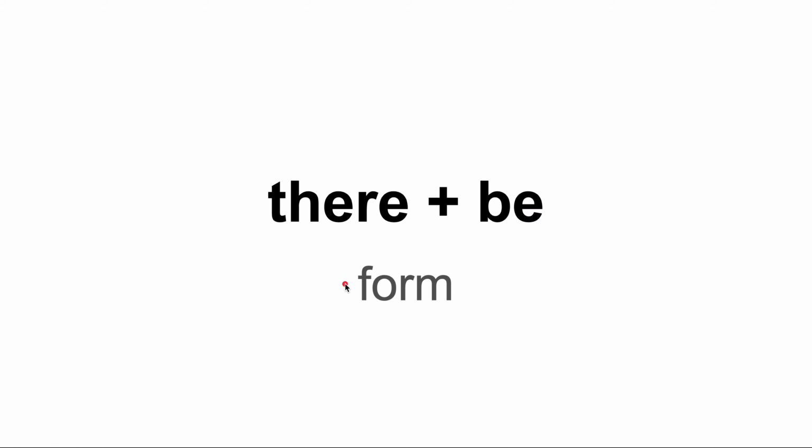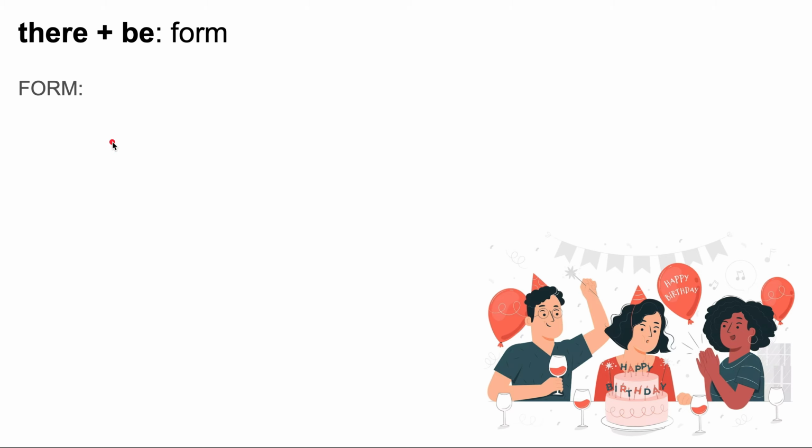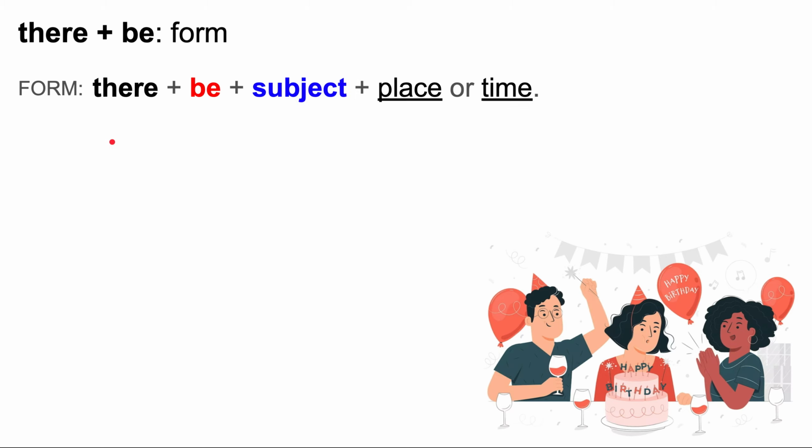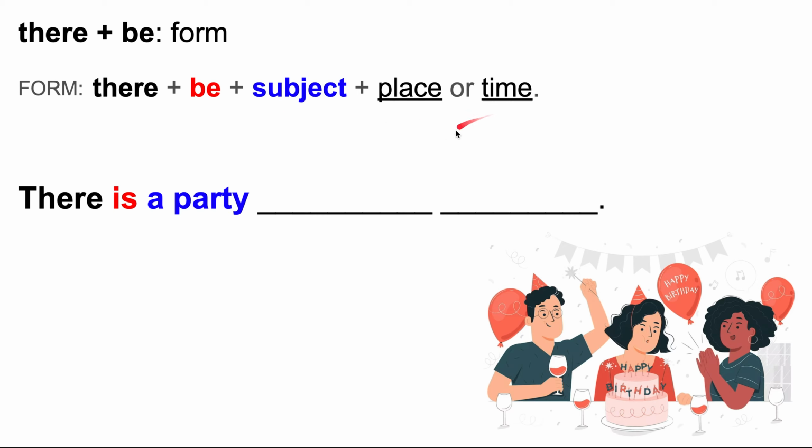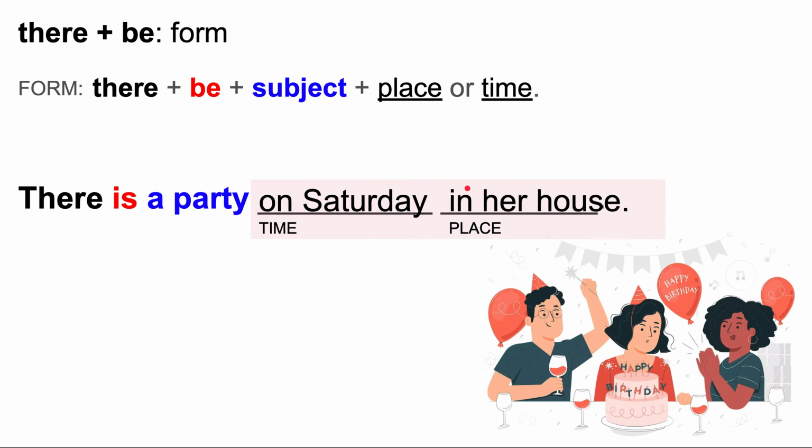Let's look now at the form. That is the grammar. The form of there plus be is there plus be plus subject plus place plus time. For example, there is a party on Saturday in her house. There is the be verb, a party is the subject, on Saturday is the time, and in her house is the place. There is a party on Saturday in her house.